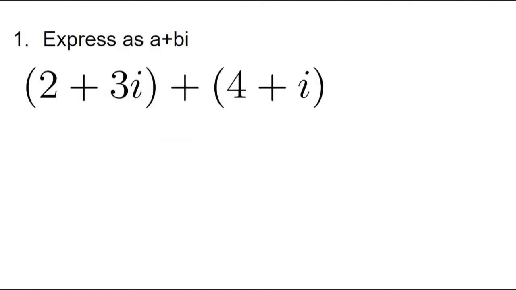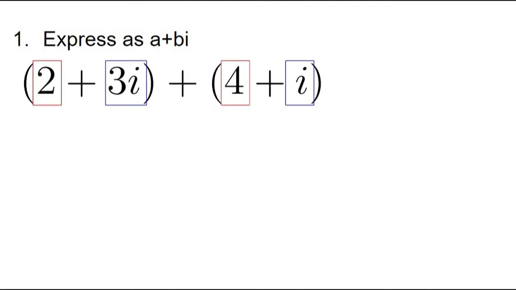Our first question is expressing it as a + bi. We're adding 2 + 3i with 4 + i. Here we'll treat these two numbers the same as we'll treat numbers with variables. We want to only add like terms.